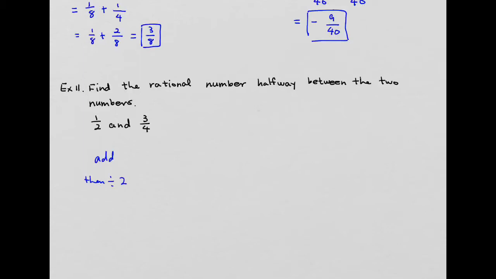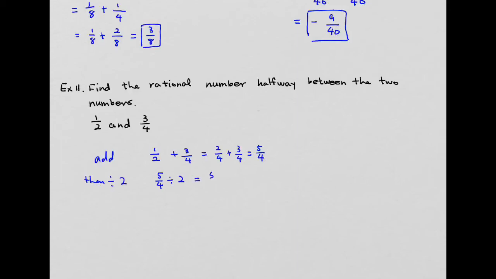So in order to go through those steps, 1/2 and 3/4 are given, so I need to add those two numbers first. And in order to add that, I have to have the same denominator, so this becomes 2 over 4 plus 3 over 4, which is going to be 5 over 4. And then we're going to take 5 over 4 divided by 2.